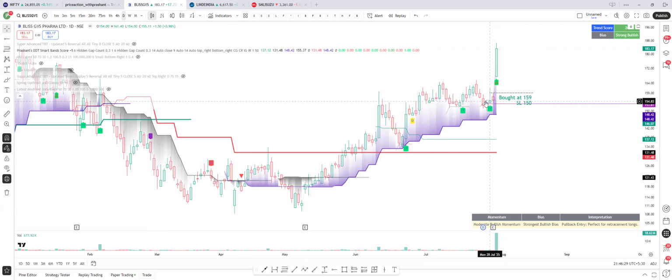Main entry was because there was this black line and it was going faster above that. A swing low was already formed. So when there is a small candle and momentum is likely, then the stop loss is smaller and we can get big rewards. And that's why I had bought Bliss GVS as well. And these were the two entries.